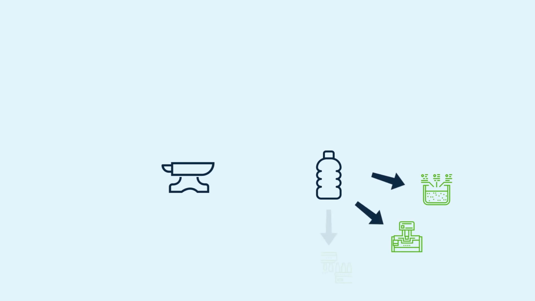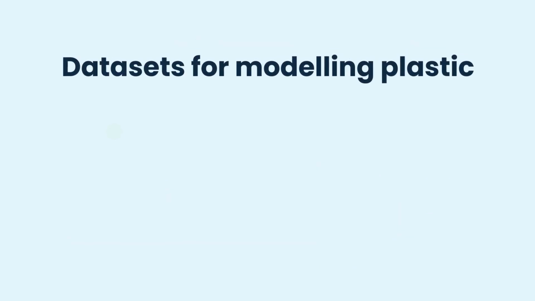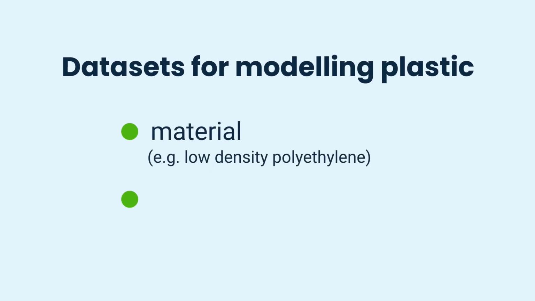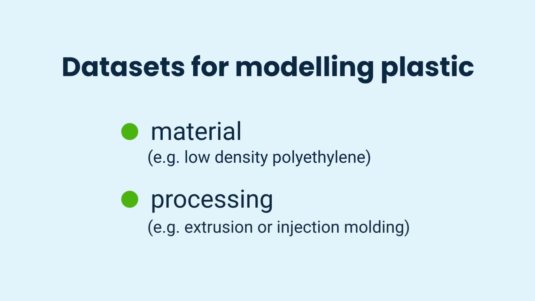Some types of materials, like metals or plastics, can be processed in many different ways. For example, plastic components can be made by extrusion, injection molding, rotational molding, and many more techniques. For this reason, the processing and the material production of plastics are separated in the Ecoinvent database, and modeling plastic components requires not one, but two datasets. One for the material, such as low-density polyethylene, and one for the processing, for example extrusion or injection molding. This is also the case for metals.